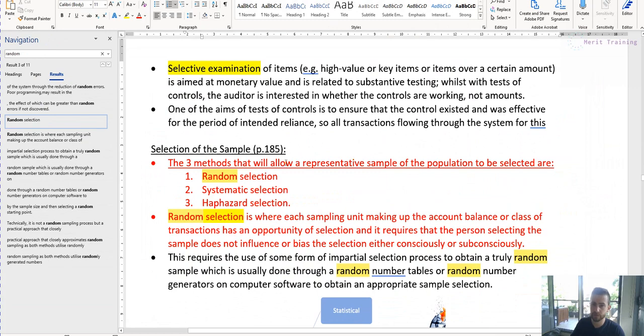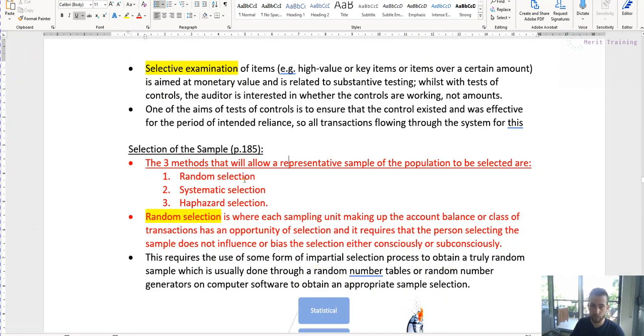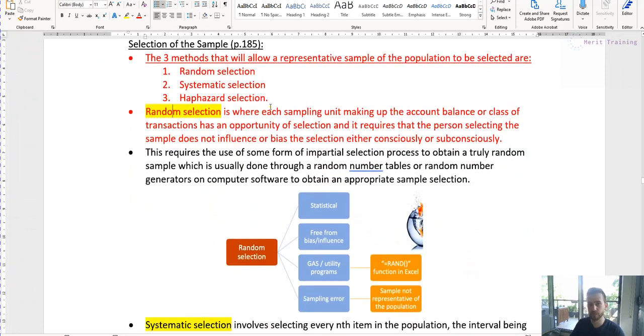So there's three main methods to allow a representative sample of the population to be selected. Number one, random selection. Number two, systematic. Number three, haphazard. So random selection is where each sampling unit making up the account balance has an opportunity of selection. So that's a key point: no matter what the journal is or what the transaction is, out of the billions and billions of transactions for the company you're auditing, every single one of those needs to have an opportunity that it could be selected.